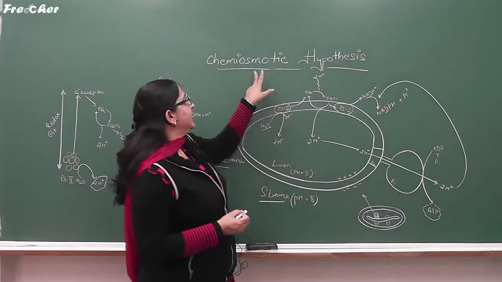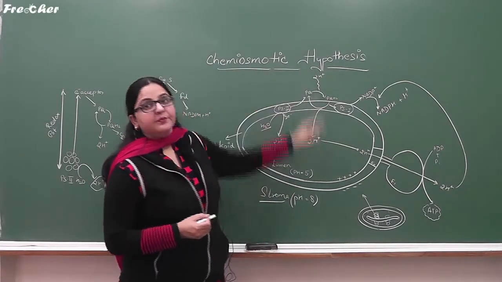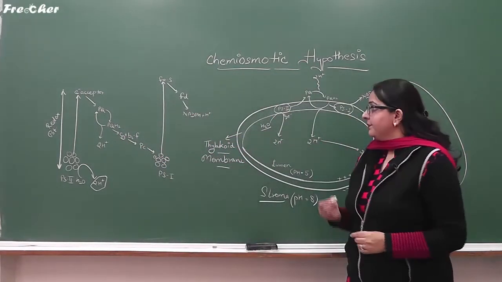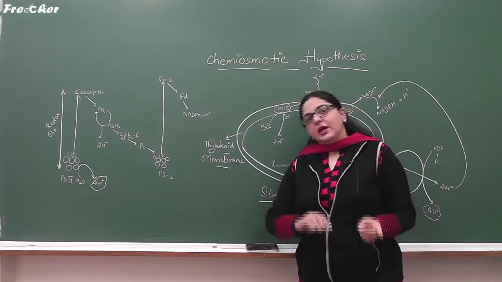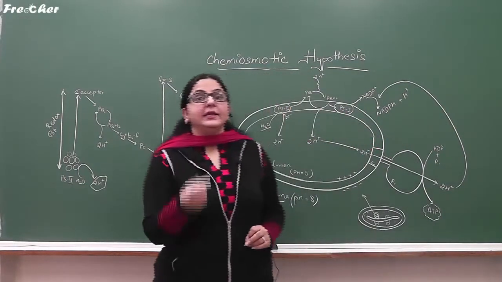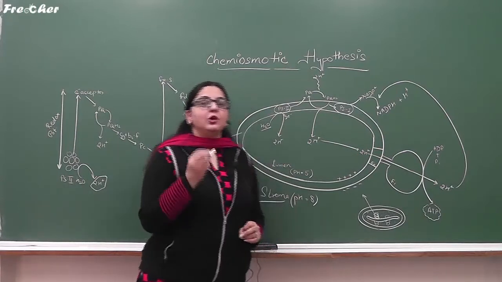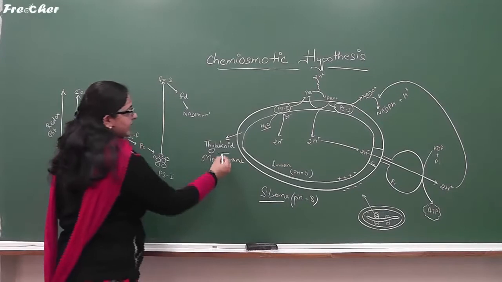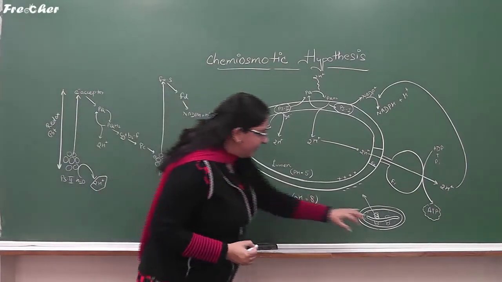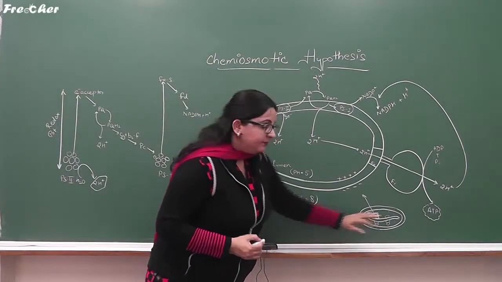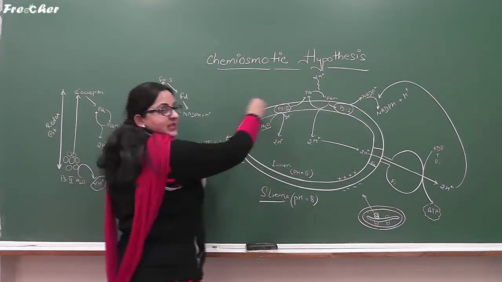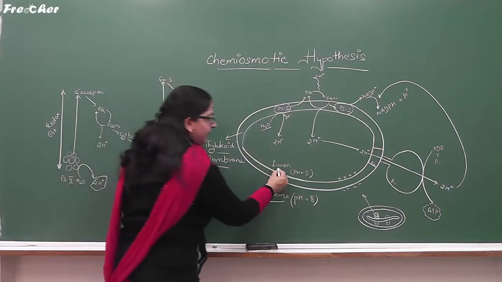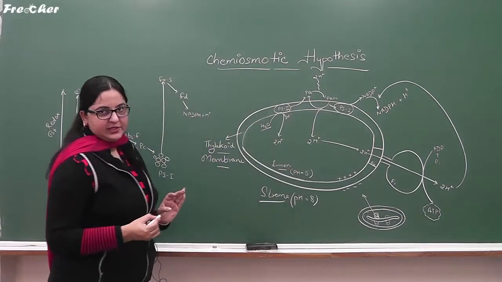Now we start with the chemiosmotic hypothesis. It was first proposed by P. Mitchell. The chemiosmotic hypothesis basically defines how the generation of ATP occurs. Here we have drawn the thylakoid membrane. The thylakoid membrane is this grana membrane. Just outside the thylakoid membrane, the stroma is there. Inside the thylakoid membrane, the lumen part is there.